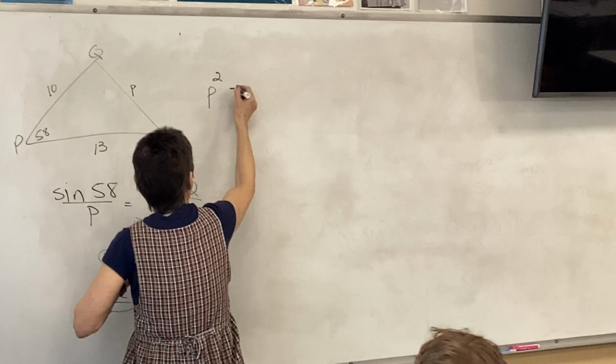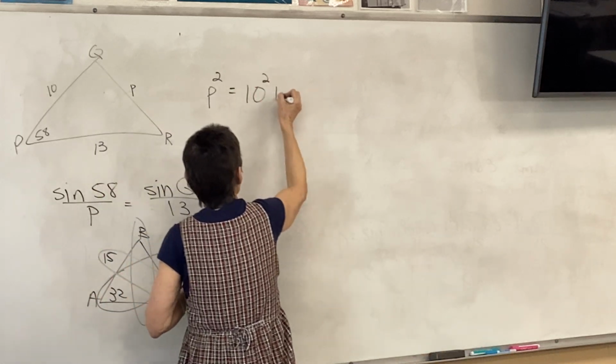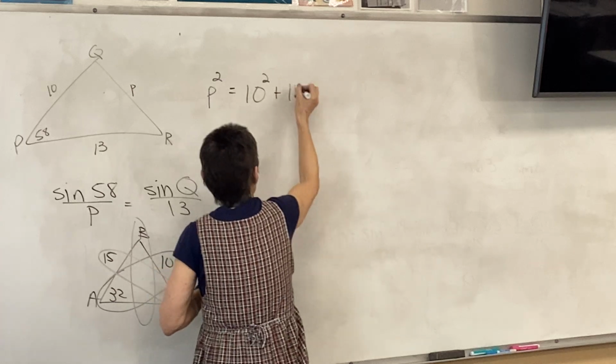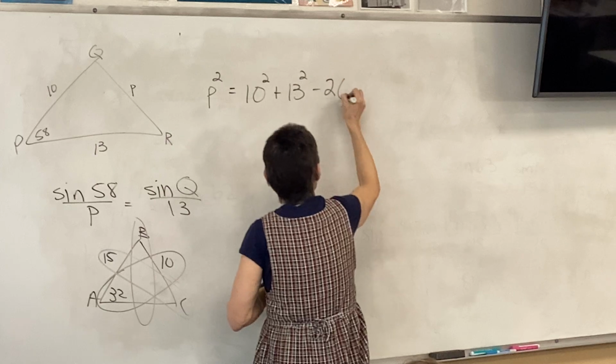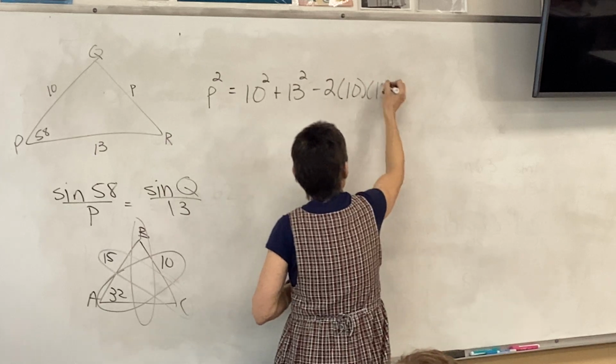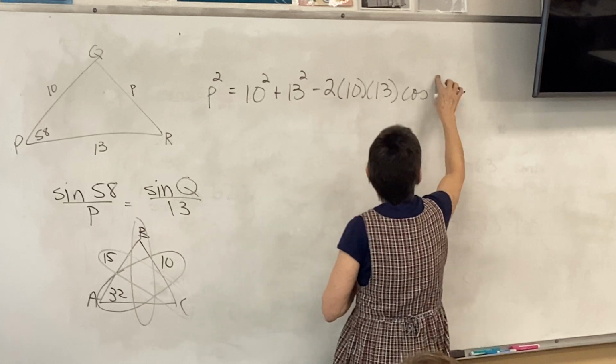P squared equals 10 squared plus 13 squared minus 2 times 10 times 13 times cosine 58.